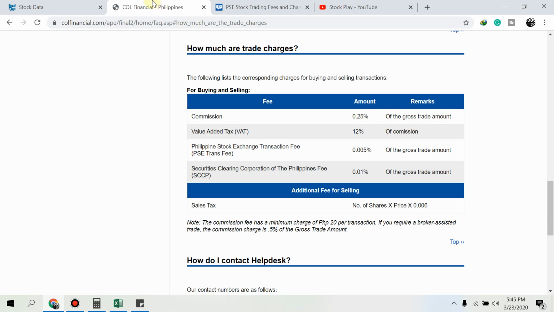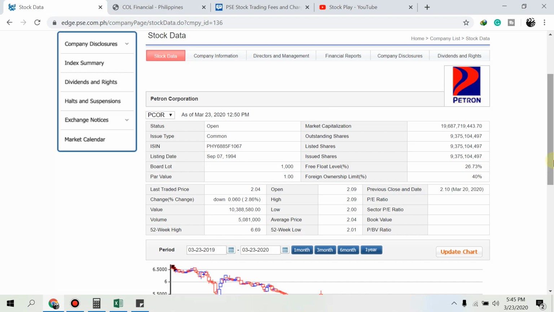So, let's say for example, bibili tayo ng stock kay Petron. So, meron tayong price per share na tinatawag dito, no? So, yung last traded price or yung ating tinatawag na market price is equal to the price per share. So, yun yung kailangan natin para makuha natin yung gross trade amount. So, for this one, kay Petron, ang kanyang price ngayon is 2.04 pesos per share.